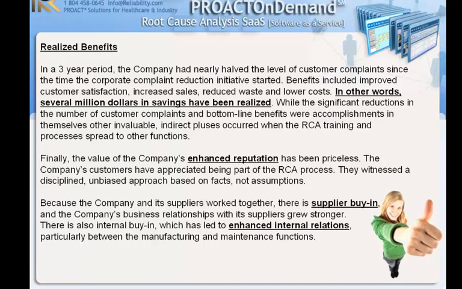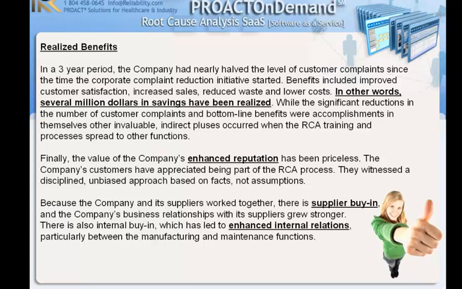In a 3-year period, the company had nearly halved the level of customer complaints since the time the Corporate Complaint Reduction Initiative had started. Benefits included improved customer satisfaction, increased sales, reduced waste, and lower cost. In other words, several $1 million in savings had been realized. While the significant reductions in the number of customer complaints and bottom-line benefits were accomplishments in themselves, other invaluable indirect pluses occurred when the RCA training and processes spread to other functions. Finally, the value of the company's enhanced reputation has been priceless.